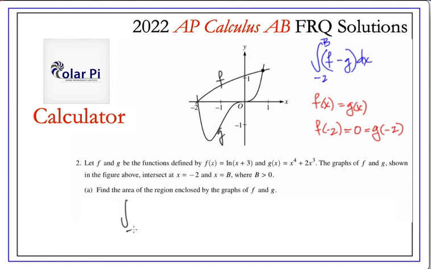So from -2 to b, and f we have ln of x plus 3, if you really need me to write this, and then minus g, so the minus sign will be distributed, and then it'll be x to the 4th minus 2x cubed, and then a dx here. And then you're done. This integral is to be done in your calculator, as is figuring out what b is. Okay, let's keep it moving.